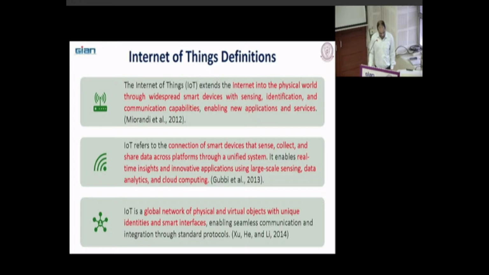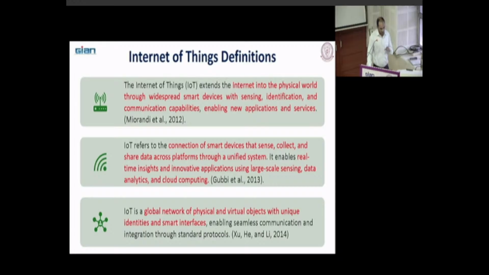Another one is given by Zhu and other co-authors: IoT is a global network of physical and virtual objects with unique identities and smart interfaces, enabling seamless communication between these physical smart devices and the cloud, and then integration through standard protocols. So there are some protocols as well when that platform, that system, transfers the information or whatever command it takes. They follow some kind of protocols as well. So these are some of the definitions of IoT.